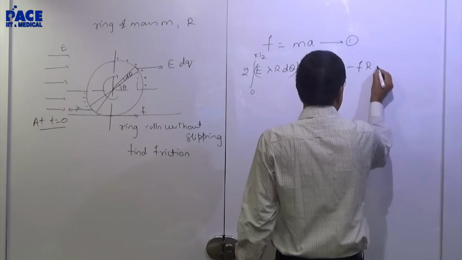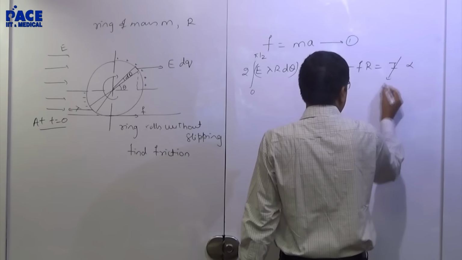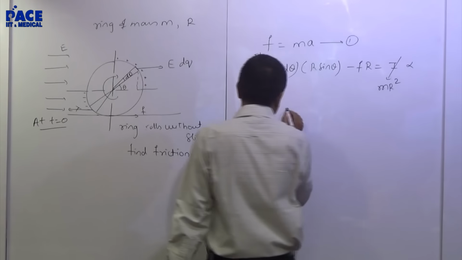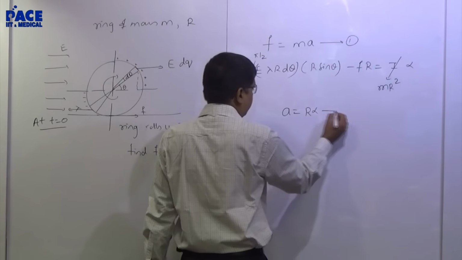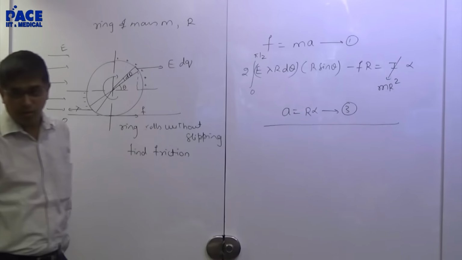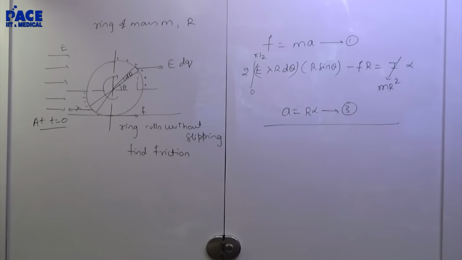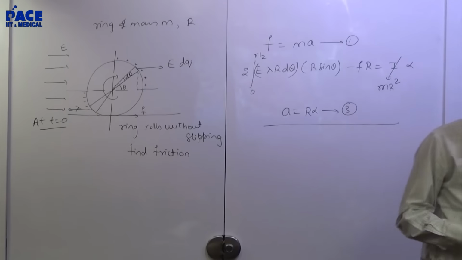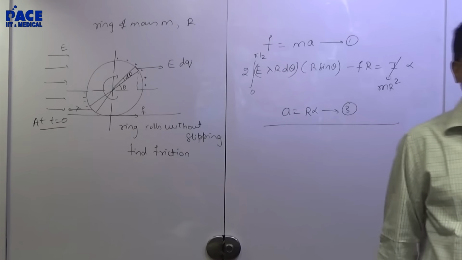Minus F into R is I into alpha. I will be m r square as it is a ring. Third equation is a is equal to R alpha, the condition of rolling. 3 equations and 3 variables you have got. The integration is not that big a deal, is it? It is integral sine theta d theta.